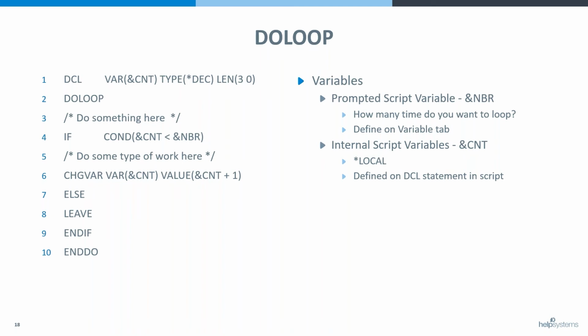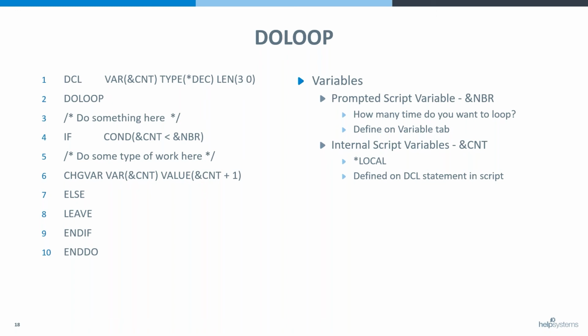So taking this from the top, we declare our variable, then we start our do loop. On line 3, when I say do something here, that's the command that you want us to repeat running. Then we have our if condition that says, okay, is our counter, how many times we've done this request, less than how many times we want to do this request, the number provided by the user. If it is, we do some type of work. Then we increment the counter on the change of our command. And we're just incrementing it by 1.